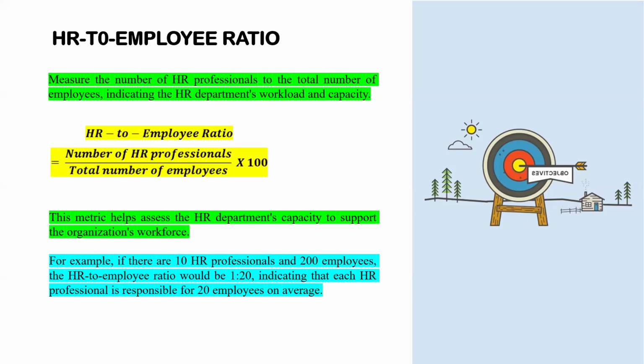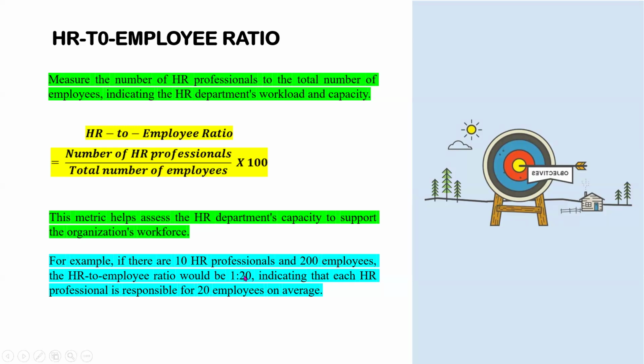Then we have the HR to employee ratio. So this is an issue with professionals. So the number of HR professionals to the total number of employees. So if you have 10,000 employees and then your HR staff is, let's say, 2, then we are looking at one person taking care of 5,000 employees. Okay, that is what this one here signifies.